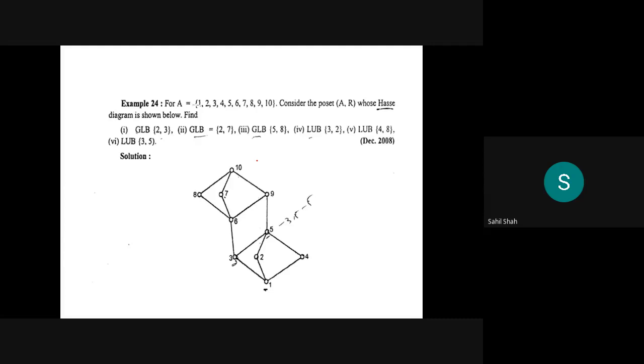I would expect the replies quickly so that we can go ahead. If I am asking about the greatest lower bound of pair 2, 3, what are the lower bounds of 2, 3? The elements which are directly connected with 2, 3. I am observing that 1 is directly connected with 2, 3, and there is no other element apart from 1 which is present. So obviously 1 will be the greatest lower bound of 2, 3.